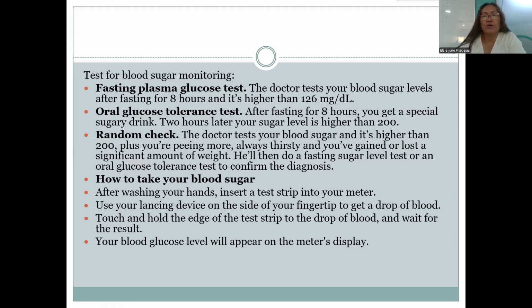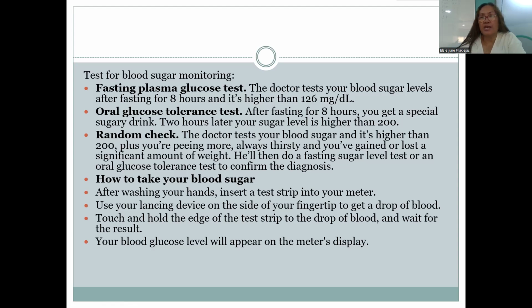Now, for the oral glucose tolerance test, you fast for 8 hours, then you get a special sugary drink. Now, after 2 hours, you have to submit for the test. And if it's higher than 200, then you have a confirmed diagnosis.